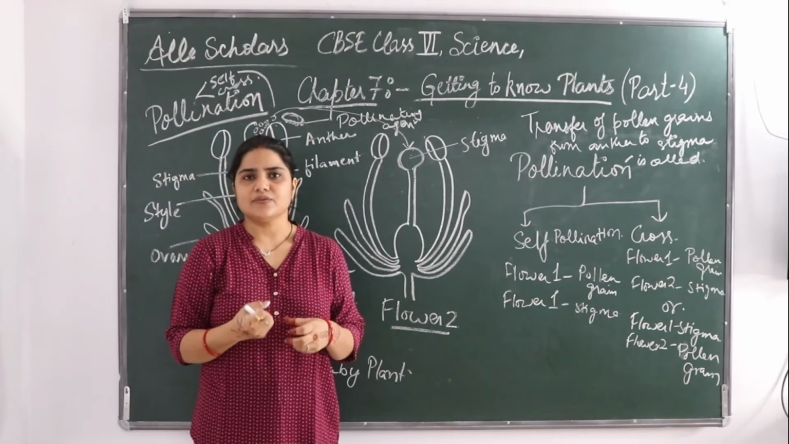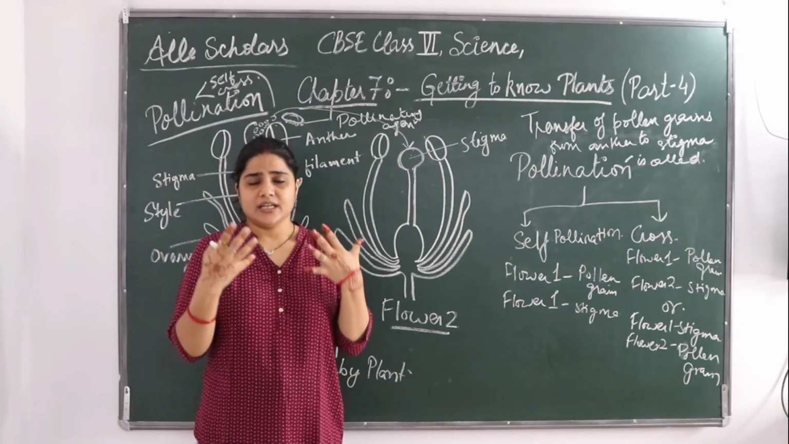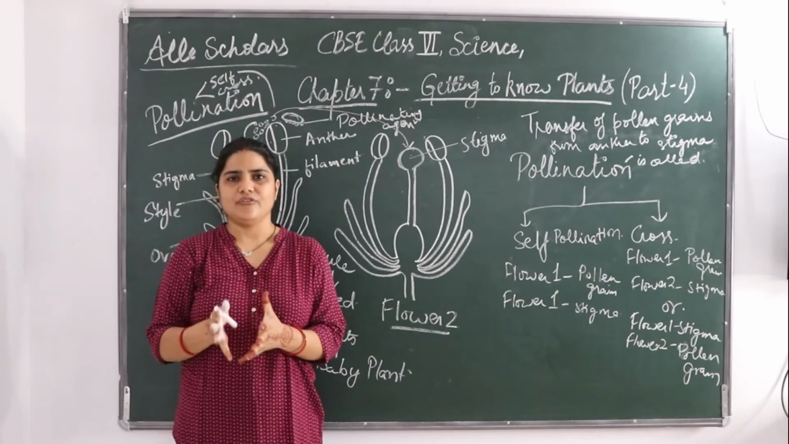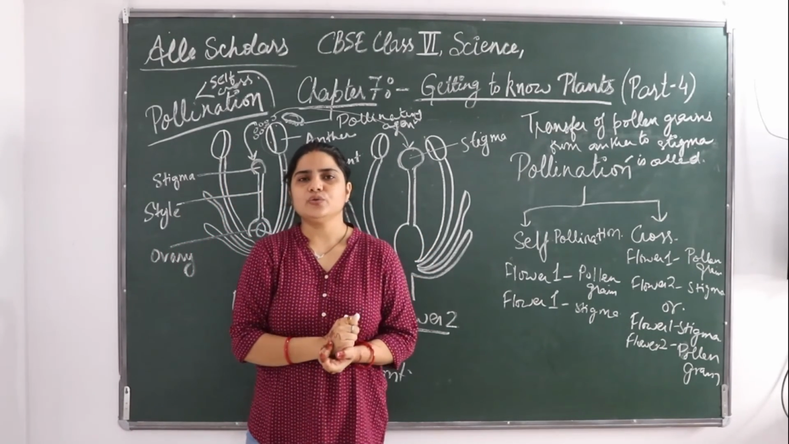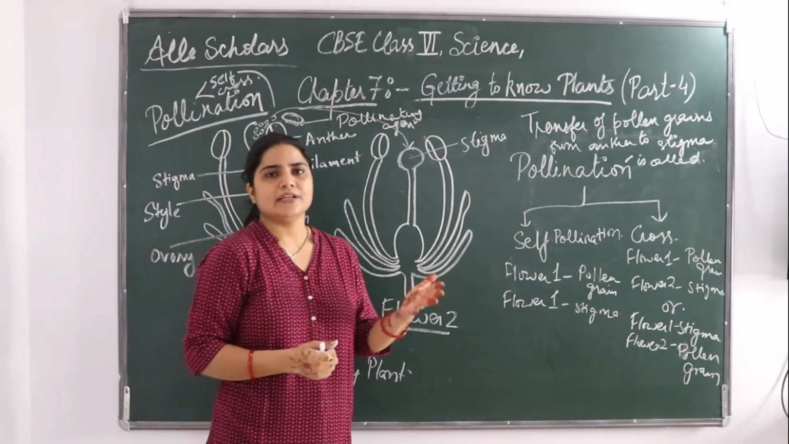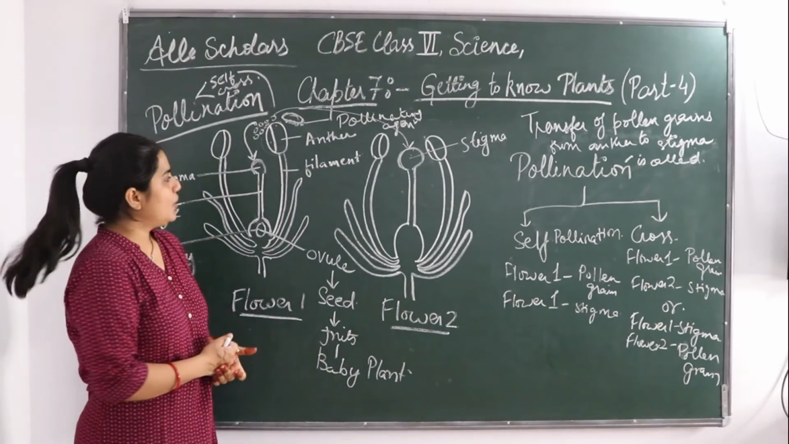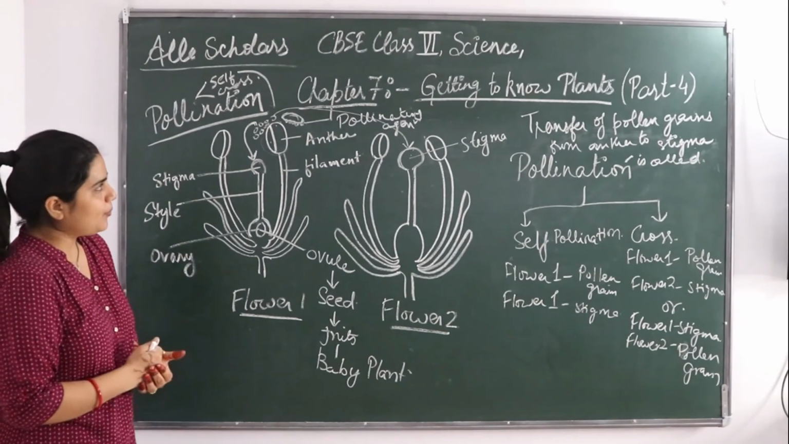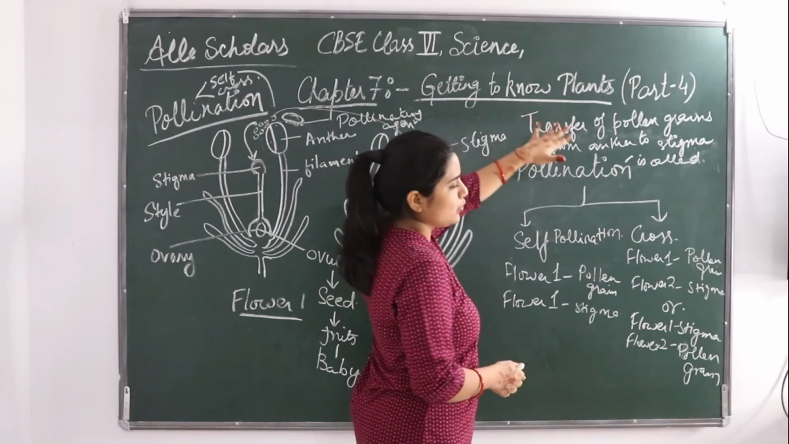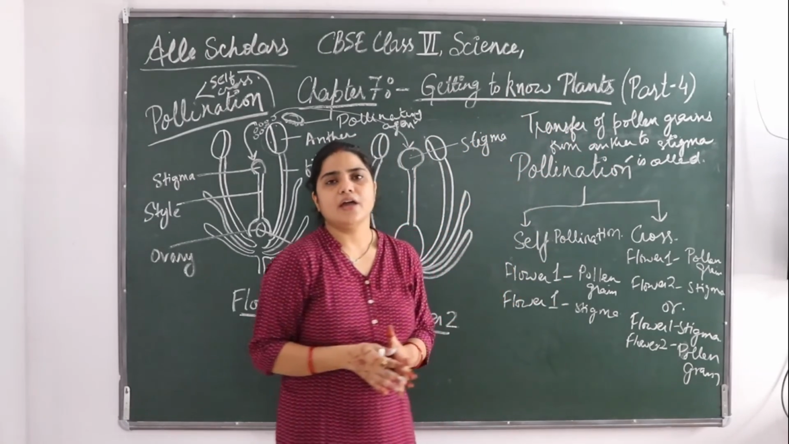Suppose we are plucking some flower or we are touching anyhow some flower and the pollen grains get attached to any of our part, and then we are going to touch the another part and we just stick those pollen grains with the stigma. Okay, so this was about pollination, and this was about chapter 7, that is getting to know about plants. Here I finished my chapter.